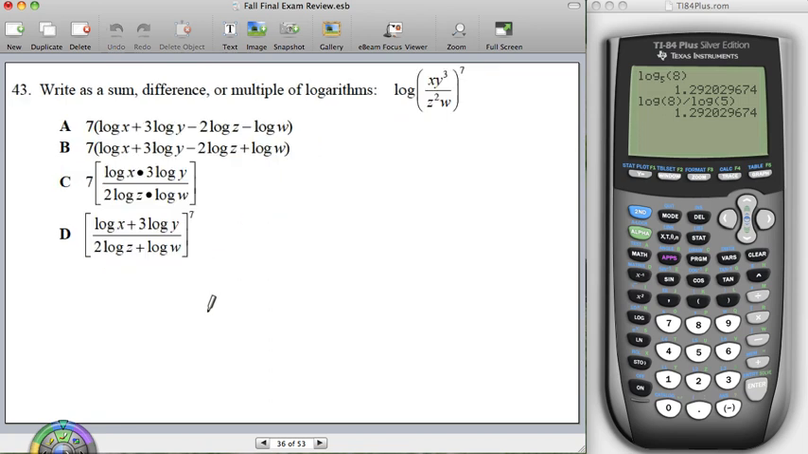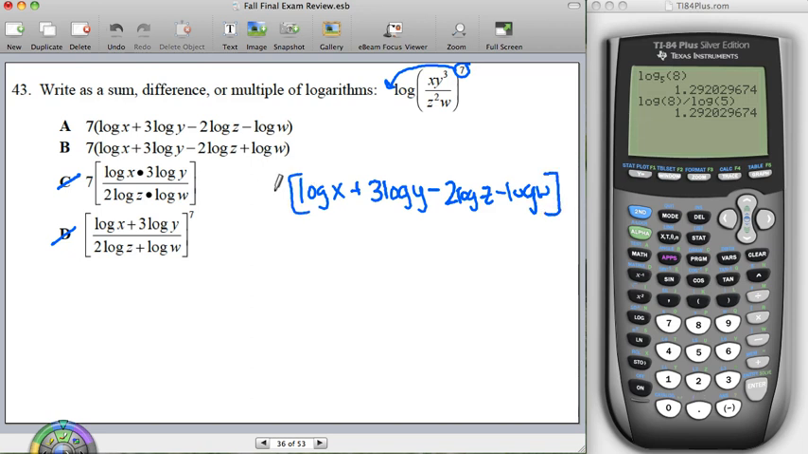Write as a sum, difference, or multiple of logs. So once again, I'm going to go ahead and take this 7 and move it to the front. So you should have 7 in front of everything. So I'm going to go ahead and eliminate D because that doesn't make any sense. I'm going to eliminate C as well, because when you're expanding with the sum, difference, or multiple of logs, you should be adding or subtracting. So I have my 7 on the front. These two I'm multiplying, so that's going to be a log of x plus 3 log of y. I'm dividing, so that's going to be minus 2 log of z minus log of w. And of course, all of that is being multiplied by 7. So my solution for that is going to be A.